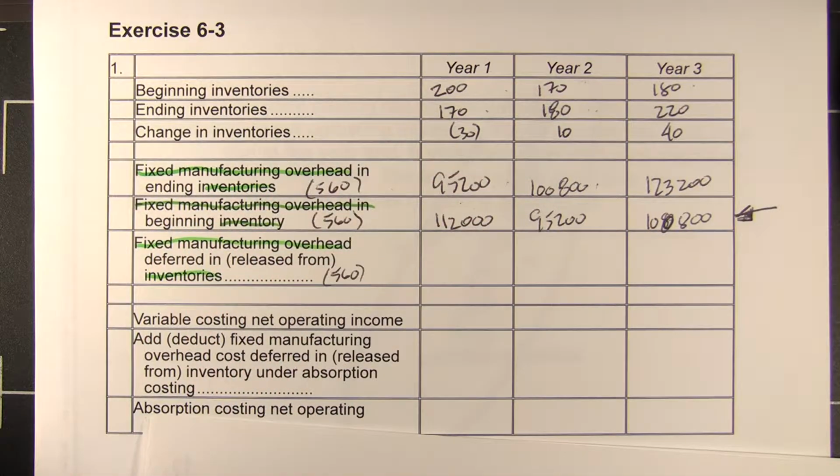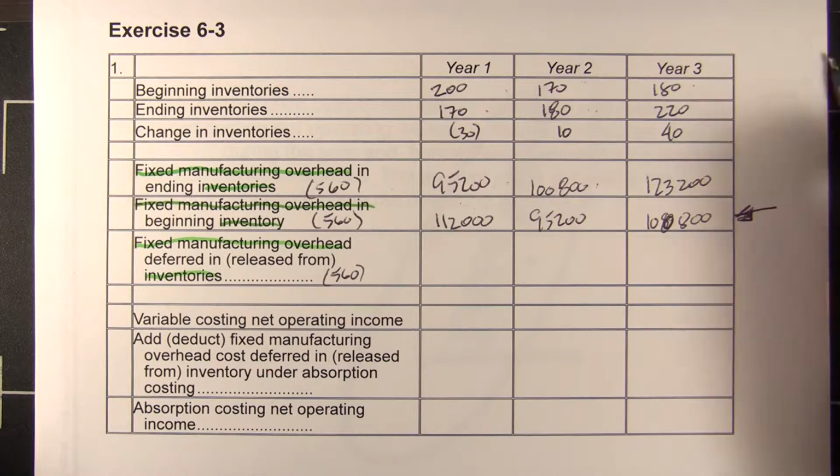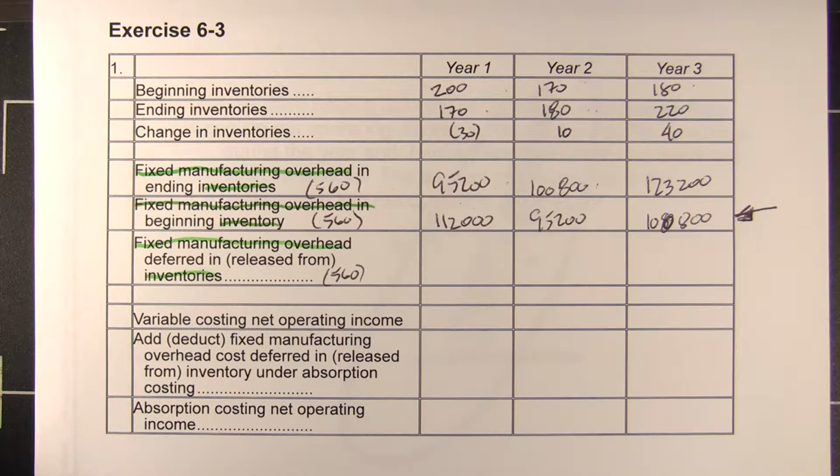And the reason that we care about this is while we put the overhead in inventory, we really paid for it last year. So that's the big debate. Okay, now, did the inventory go up or go down?